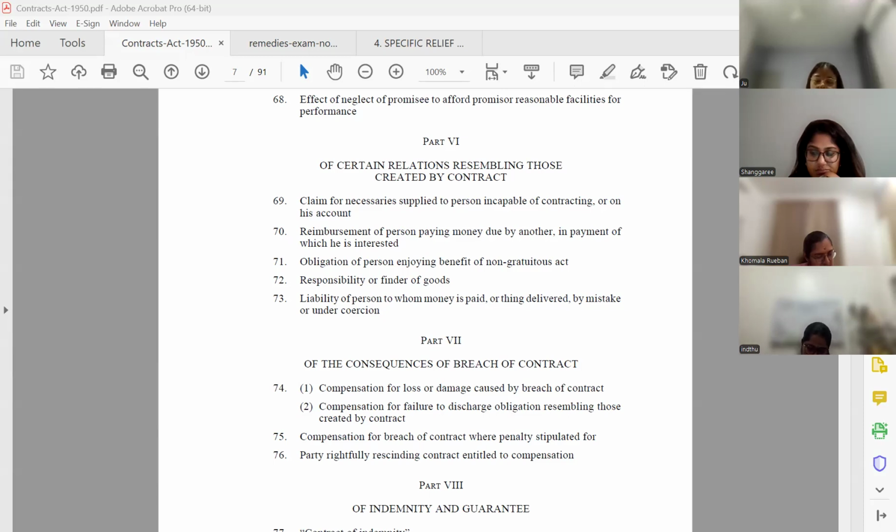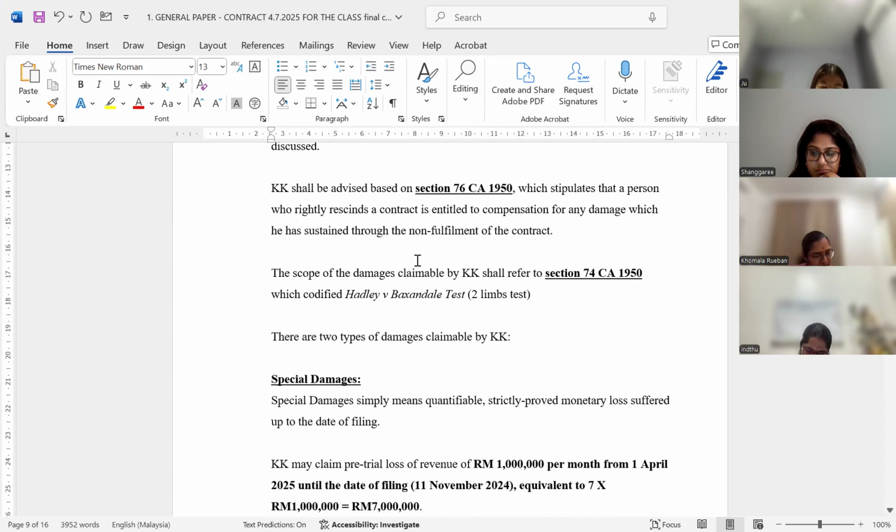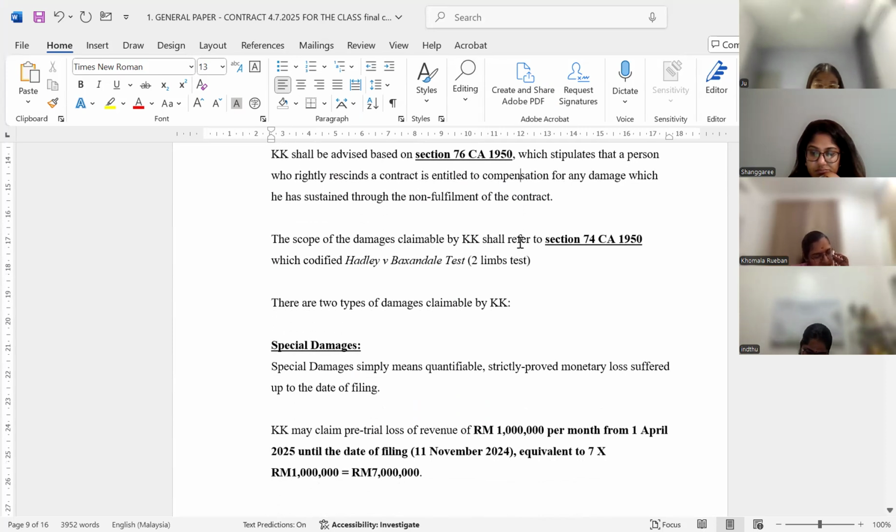Okay, so this section stipulates a person who rightly rescinds a contract is entitled to compensation for any damage that he has sustained through the non-fulfillment of the contract. So the scope of the damages claimable by KK shall refer to Section 74 of the Contract Act, which has codified the Hadley v Baxendale test, the two limbs test. Okay. So far, so good?